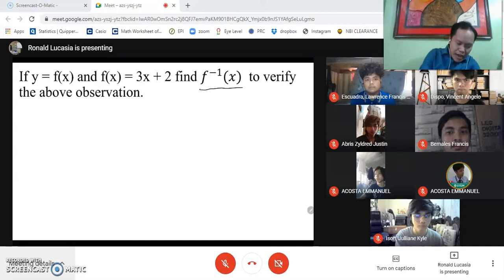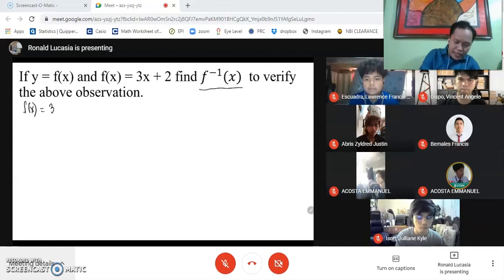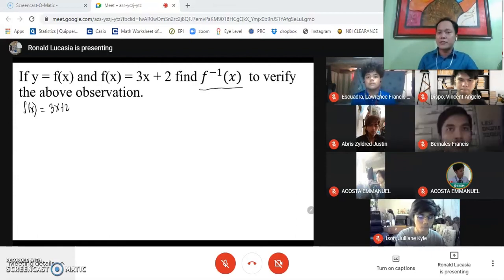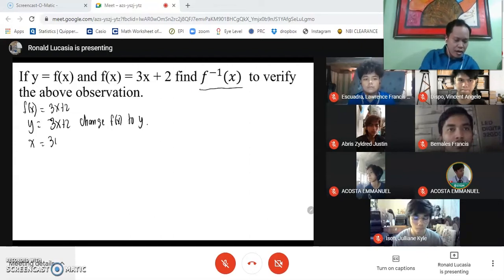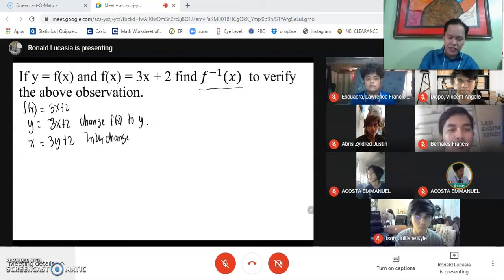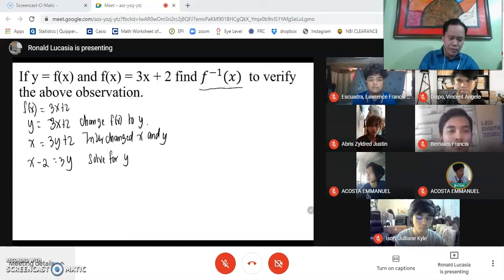Now, for us to find the inverse of 3x plus 2, the first step is to change f of x to y. So let's change f of x to y. And then the second is to interchange the positions of x and y. So that's interchange x and y. And then last is to solve the value of y in terms of x. Solve for y in terms of x.